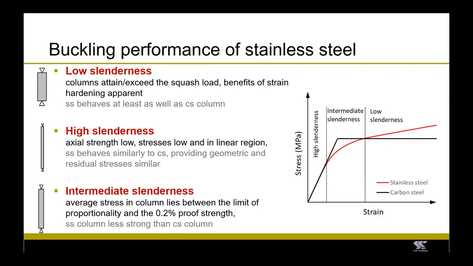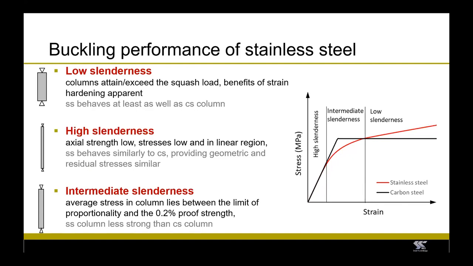Now, not all buckling modes are affected to the same degree by the nonlinearity of the material or the geometric imperfections and residual stresses. For example, global buckling is known to be more affected by these factors than local buckling. Now, for columns with low slenderness, that means relatively short columns, the resistance of the column is governed by yielding. And because of this, the beneficial effect of strength hardening will result in a stainless steel column reaching a larger resistance than a carbon steel column, as I explained earlier.